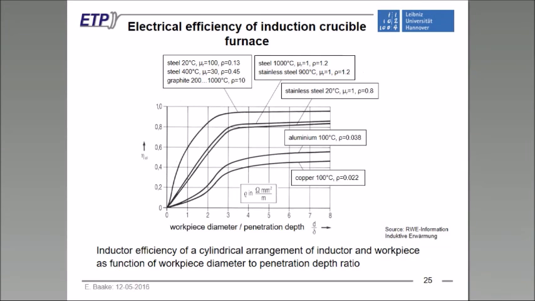One word about the electrical efficiency of induction crucible furnaces. As is known from theory, the efficiency, of course, depends on the material which should be melted. So in the case of steel or iron, we always have a better efficiency than in the case of copper or aluminum, for example. But we also have to take into account the diameter of the melt, or the diameter of the pieces of scrap we want to melt, in ratio to the penetration depth. And you see that we need a certain frequency in order to get a low penetration depth when we want to get a higher efficiency.